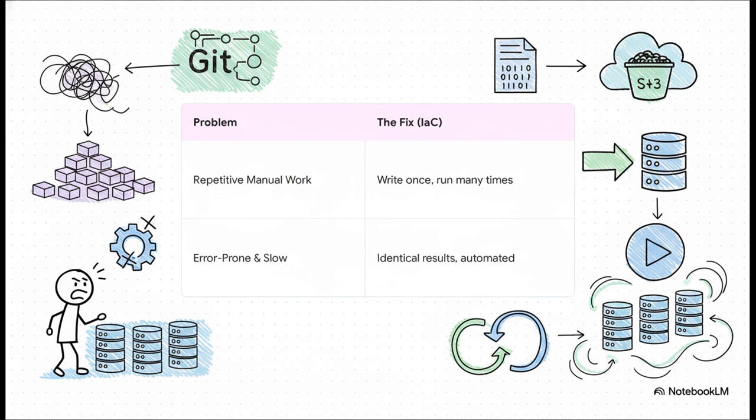The solution was a total mindset shift. Stop treating your infrastructure like a series of manual clicks and start treating it just like you treat your application, as code. You write the definition for that S3 bucket one time in a file. You check that file into Git, and now anybody on any team can run that code and get a perfectly identical, perfectly configured S3 bucket every single time. It's repeatable, it's testable, it's version controlled, it's automated.